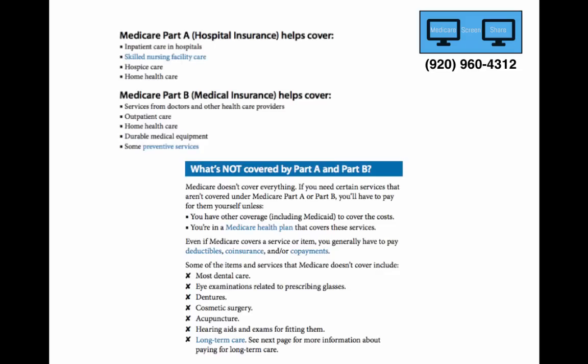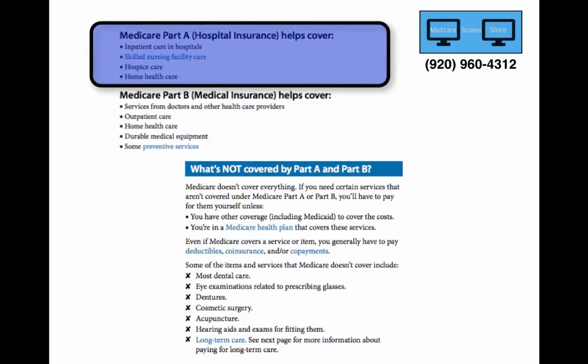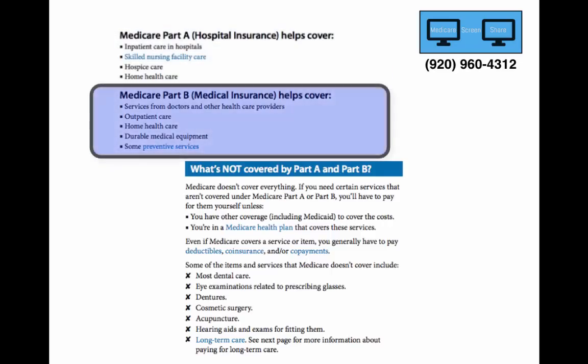Okay, now let's revisit Medicare Parts A and B and discuss what they cover. Well, actually, it's a lot easier to talk about what they do not cover instead. So again, Part A pays for your room and board at the hospital, and Part B pays for your doctors and the equipment they use.